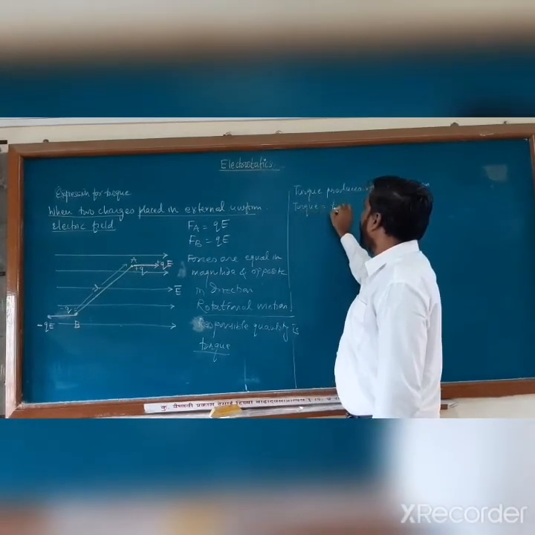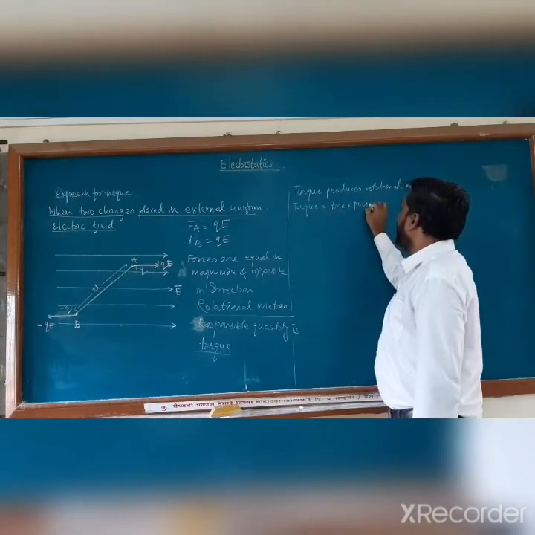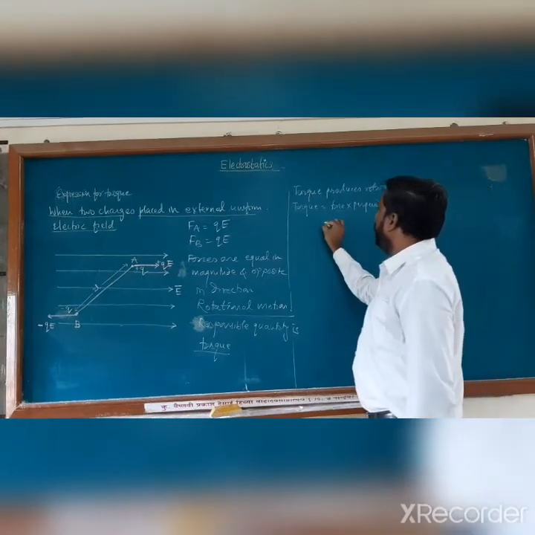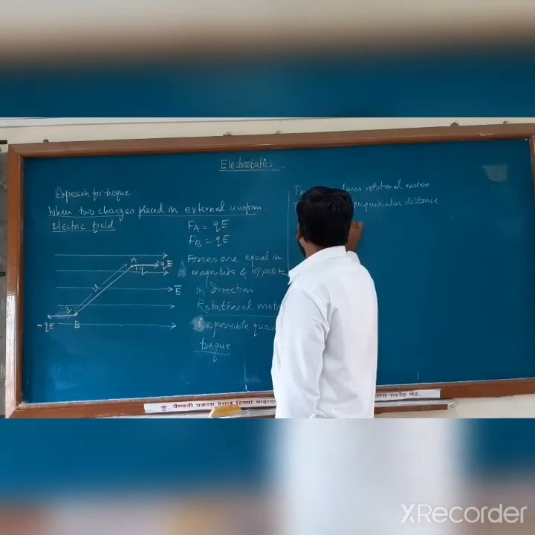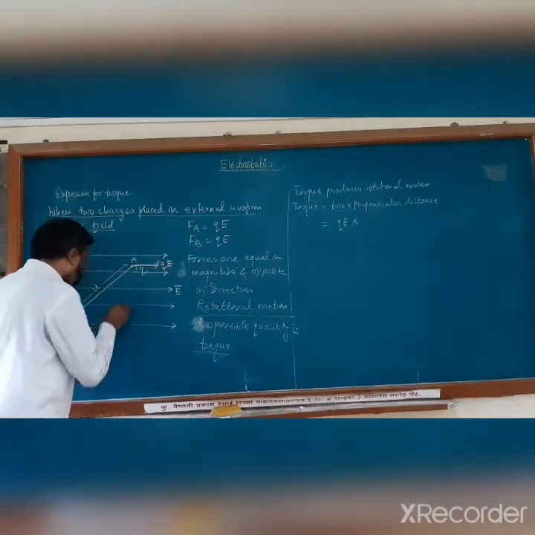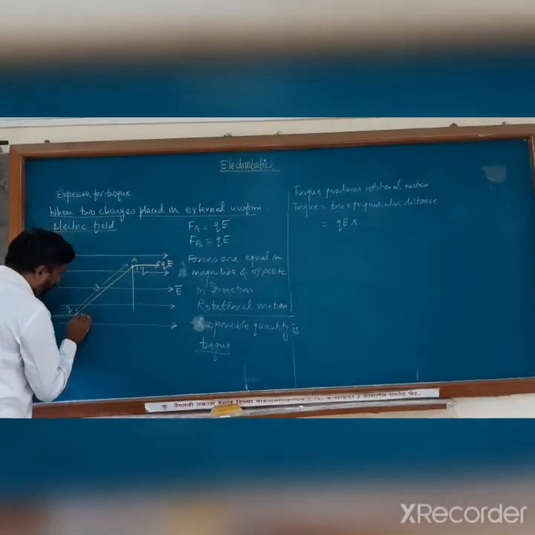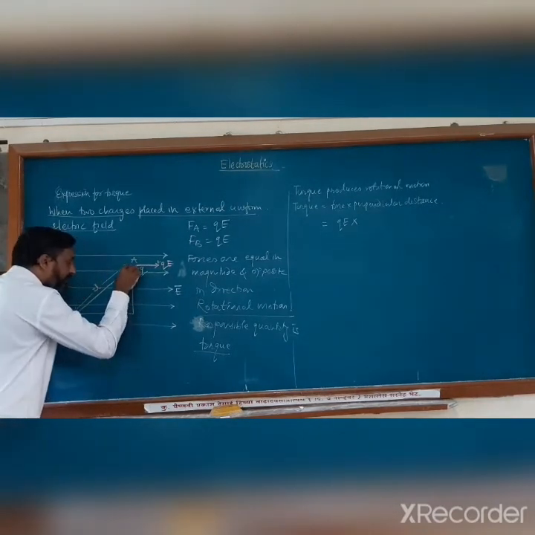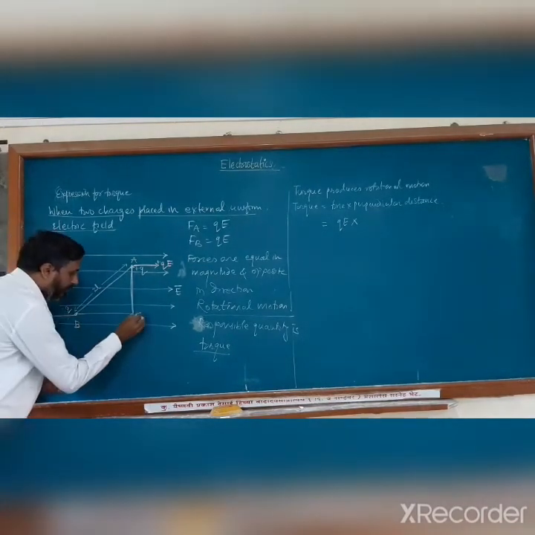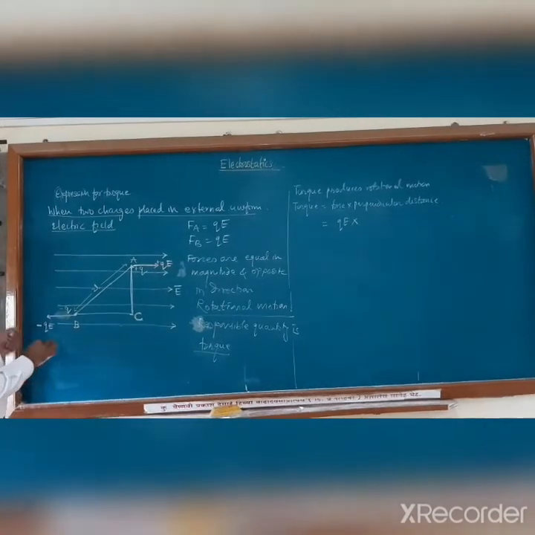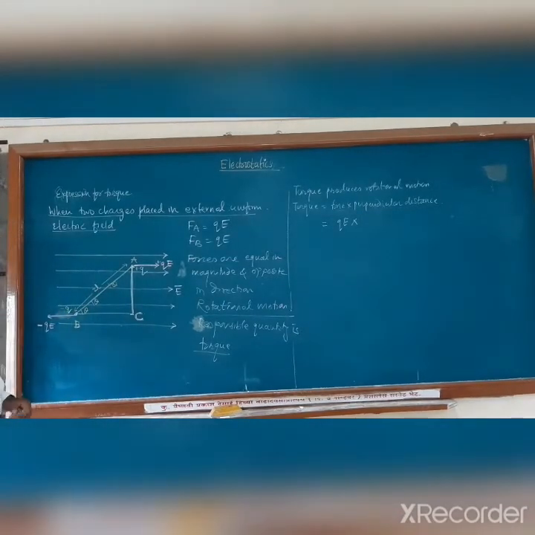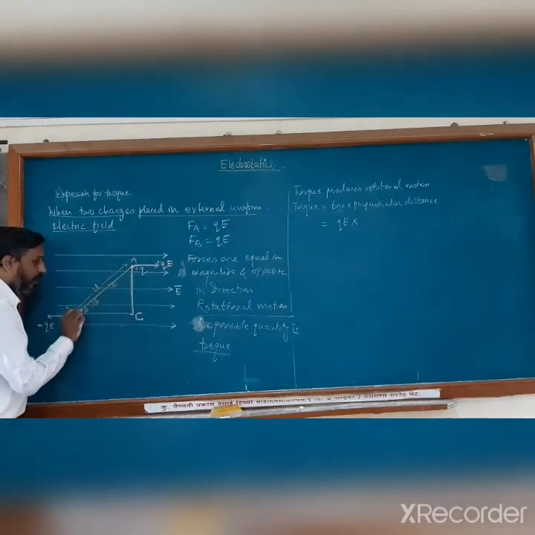Now what is the basic formula for torque? Torque is given by force multiplied by perpendicular distance. Now what is the force? Force is Q into E, multiplied by the perpendicular distance between the two forces. Now draw one perpendicular here, and also one perpendicular here. This distance is the perpendicular distance. Let this point be C. Now observe the diagram very carefully. Here it makes an angle theta. This is also theta. This is also theta. No problem. Now AC is opposite to theta.